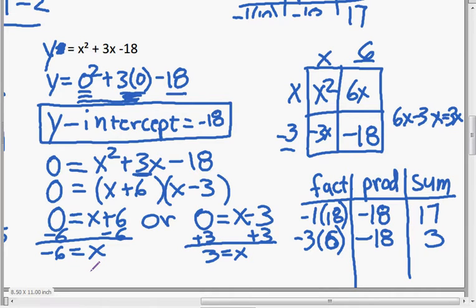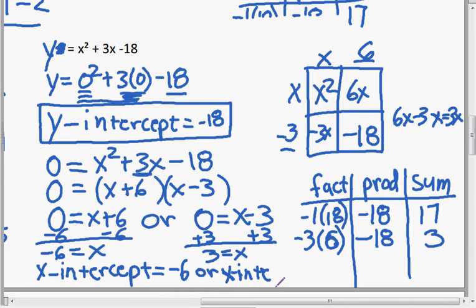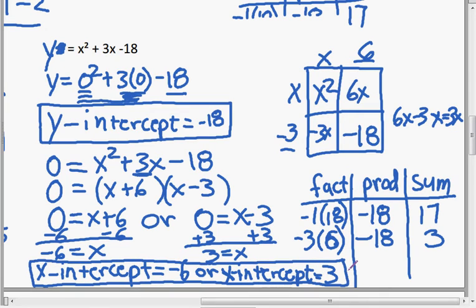I'm not just asked to solve, I'm asked to find the x-intercepts. So I'm not done. I have to write x-intercept equals negative 6, or x-intercept equals 3. And that is my answer. Go on to the video for question 6 now.